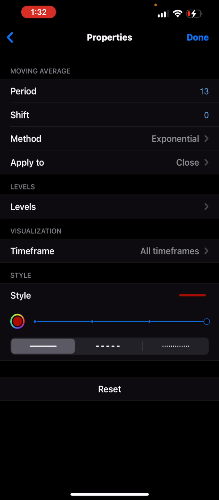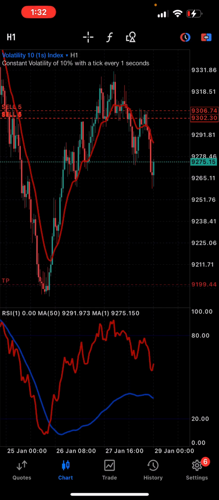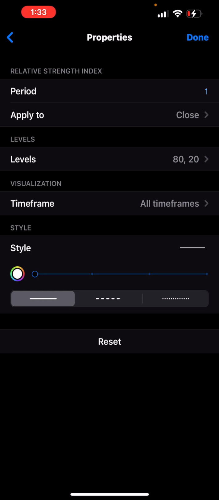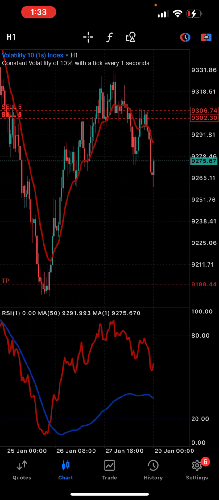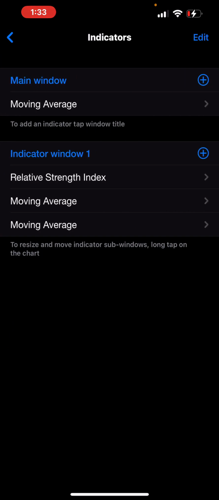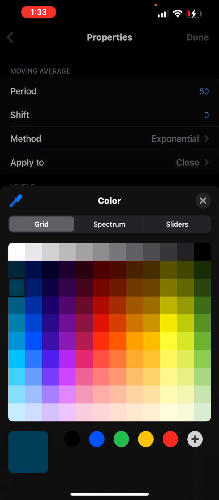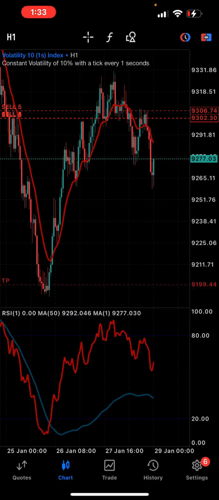We have the moving average on the main chart, which is period 13, shift 0, method exponential, apply to close, and then color red. When you're done, you just click on done. The next indicator we have is the relative strength index, period 1, apply to close, levels 80 and 20. Then you click on done. The next thing we have is the moving average, period 50, shift 0, method exponential, apply to close, and the color is blue. Just click on done.